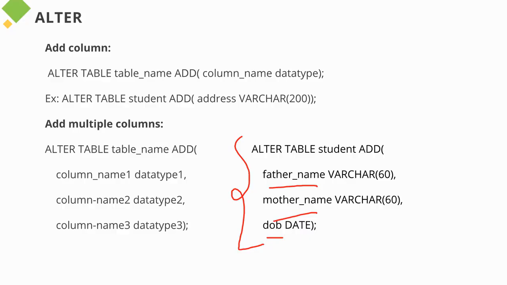Whenever you check again with DESC, the description of the table, then you will get all the data types, all the column names of the table. So with this, I have added a single column named address and added multiple columns, father name, mother name, with the help of the alter command.